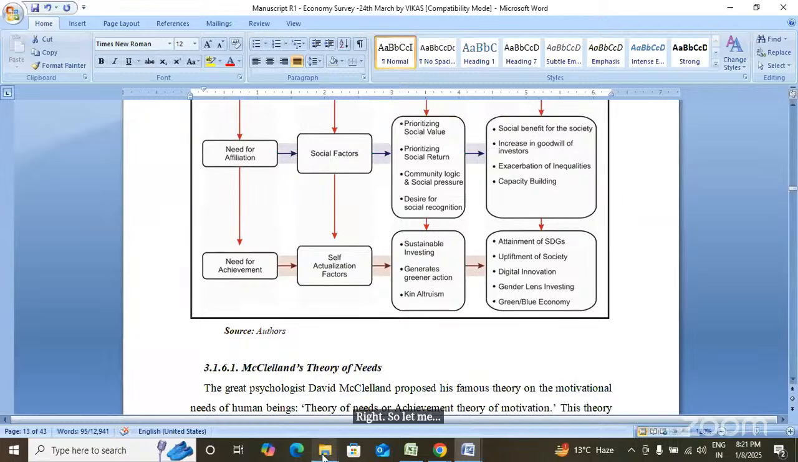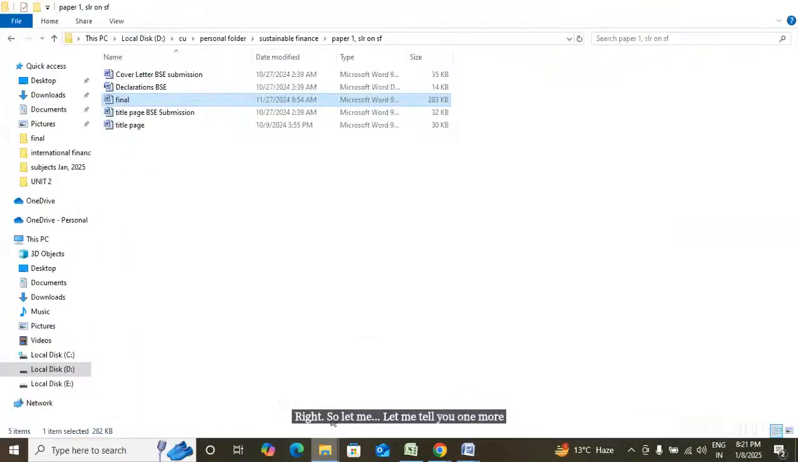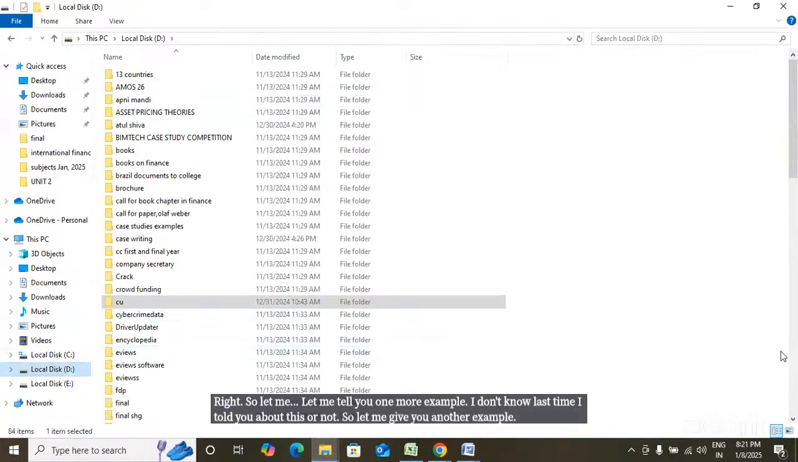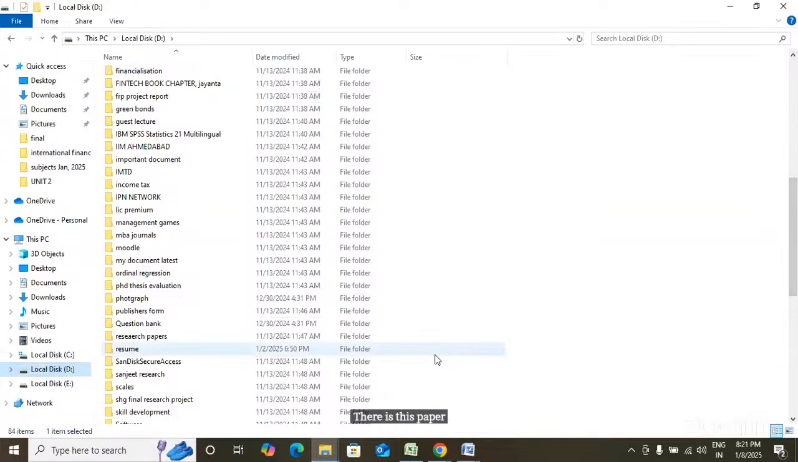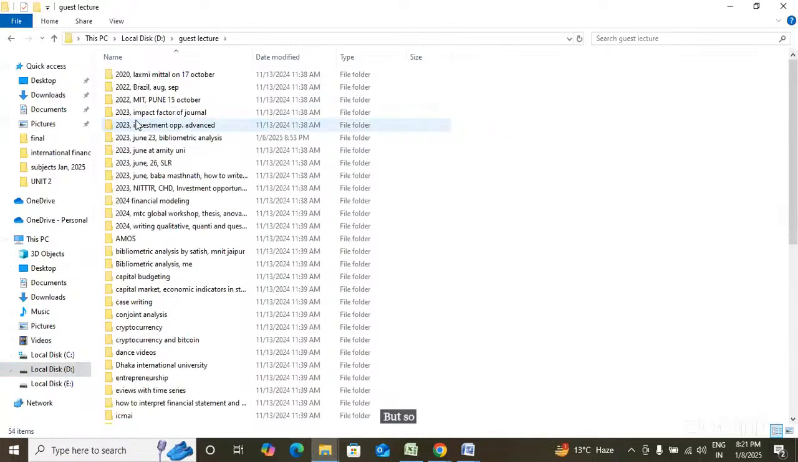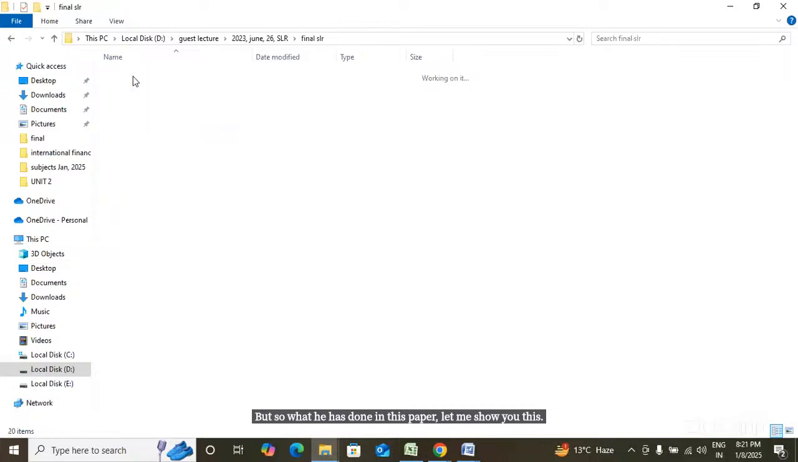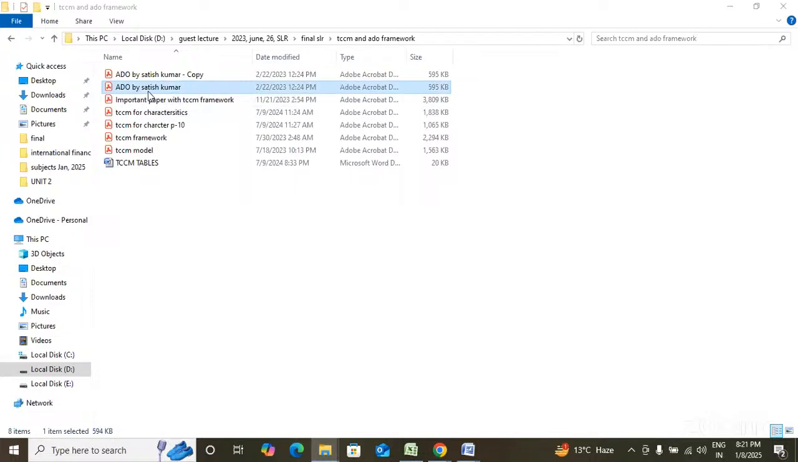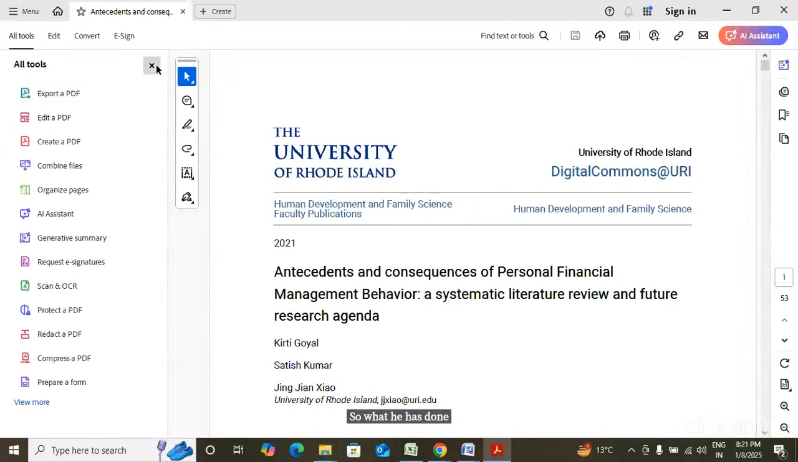Let me tell you one more example. I don't know whether I told you about this last time. There is this paper of Satish Kumar. Did I show this to you as well? I don't remember. Let me show you what he has done in this paper, this framework, and then I'll tell you.